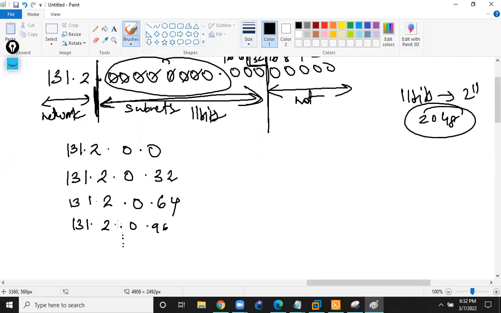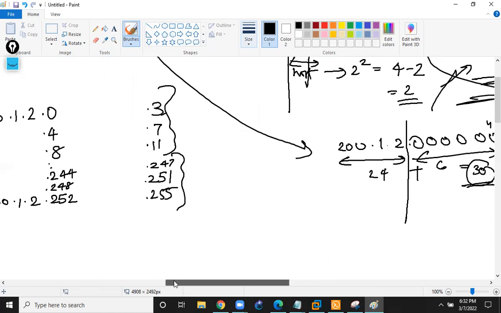Clear? Now, again, you three are still there. Now, Raghu will tell what is the broadcast address for this one. 131.2.32. Nope. 0.30. 31. Okay, because let me tell you, say it is continuous. It will be going in a continuous manner.